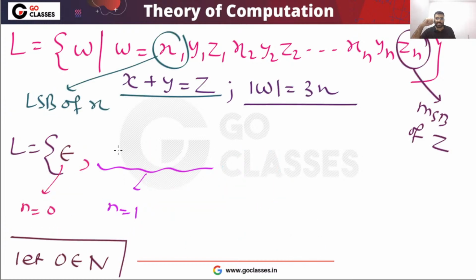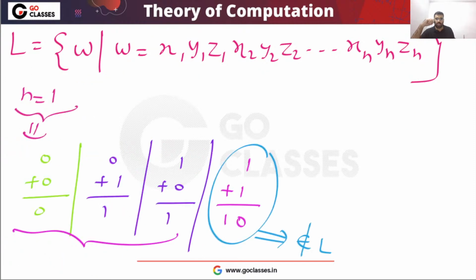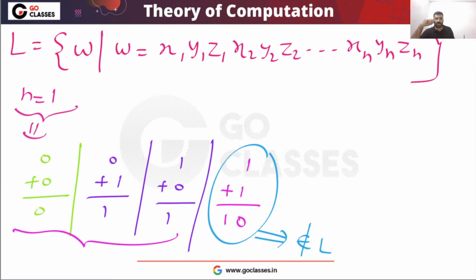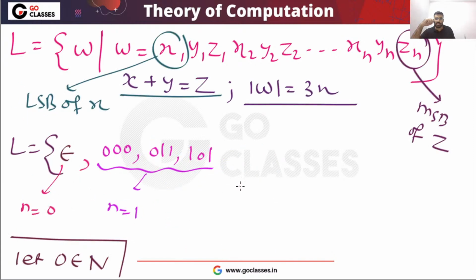So what strings will I get? You can notice I will get 0 0 0. I will get 0 1 1. I will also get 1 0 1, and 1 1 0. So these strings I will get when I put n equal to 1.